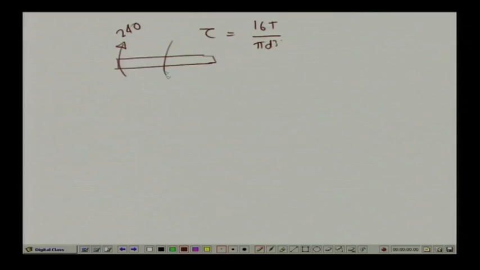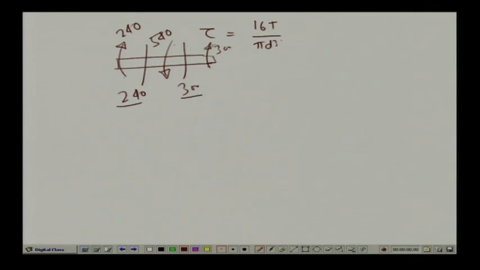If we compute the shearing stress, tau, as we know, is equal to 16 T by pi d cube. Looking at the values of the twisting moment, here we have 240, here we have 540 and here we have 300. From the equilibrium point of view, you can see these two sum and balance. So in one segment we will have 240 and at this cross section we will have 300 Newton meter.